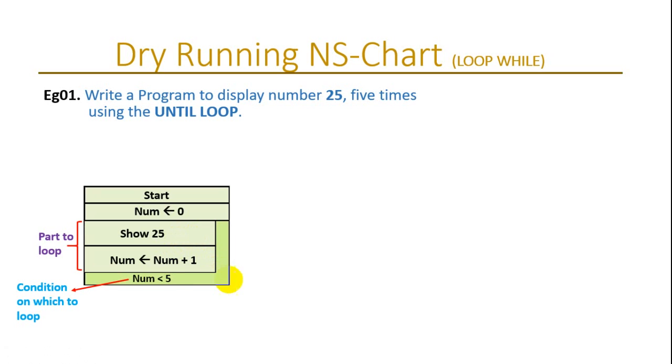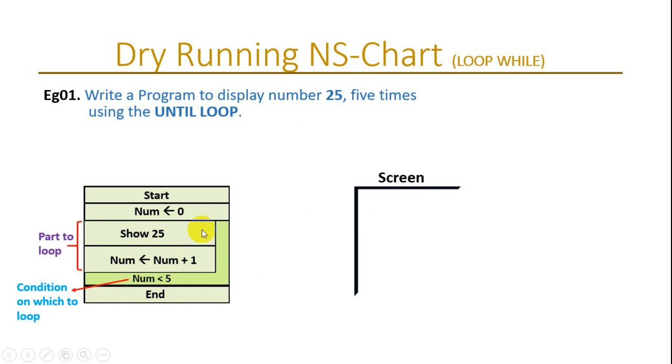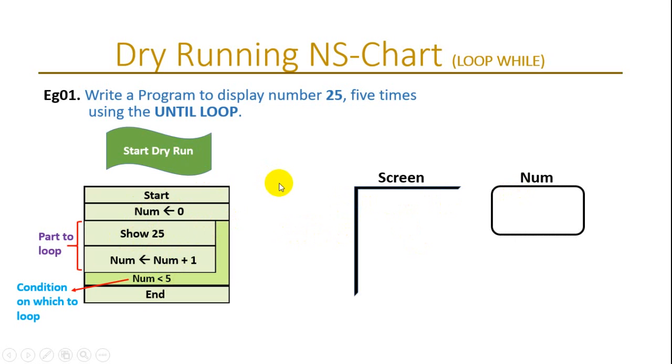So no issue. Okay, so here we have a condition like this, and our objective is to print number 25 five times using the loop until. So that's why I use the loop until and end it. So this is my flowchart. We need the screen because show is there, so we need to show something, and we have a variable called num. So those two are created, right? So let's try to run it.